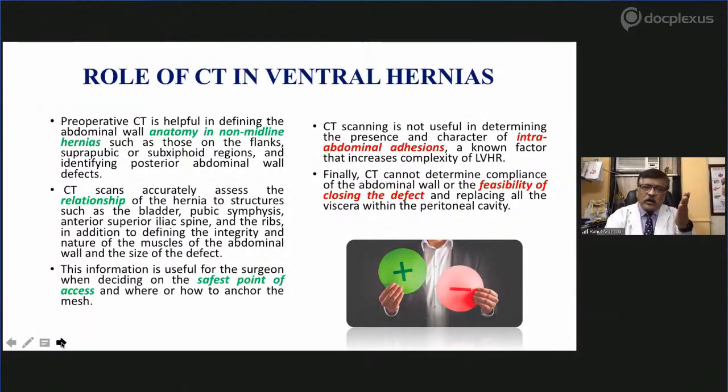You can do a plain CT abdomen as well, wherein you can know the width of the rectus muscles as well as the width of the linea alba, and you can very well recognize the diastasis and where it actually is. Then you can choose your procedure wisely for that particular hernia. That is the most important thing for laparoscopic surgery.